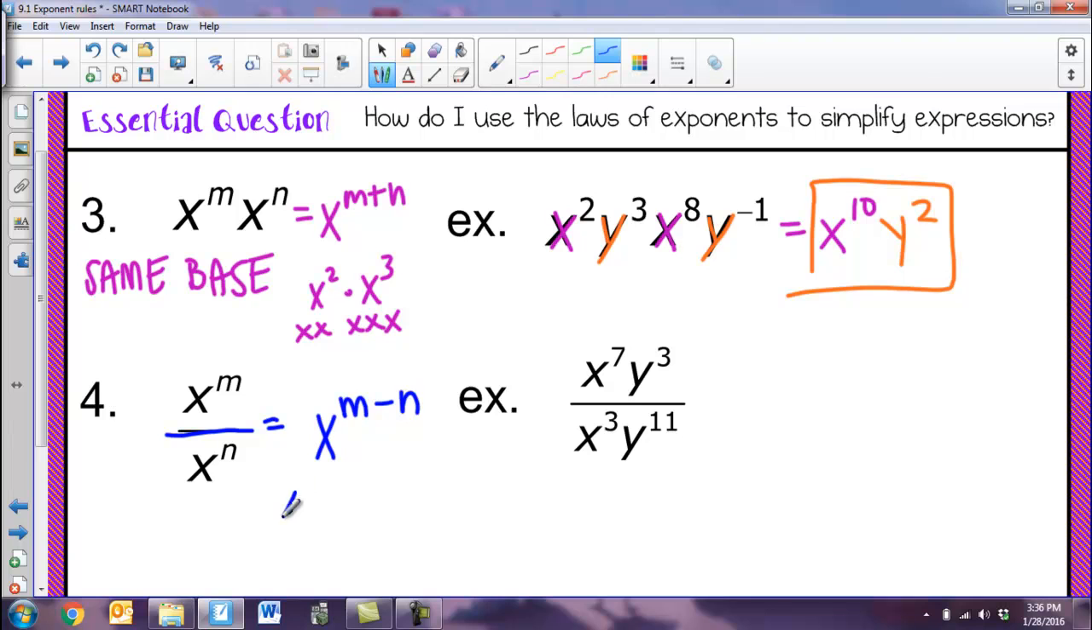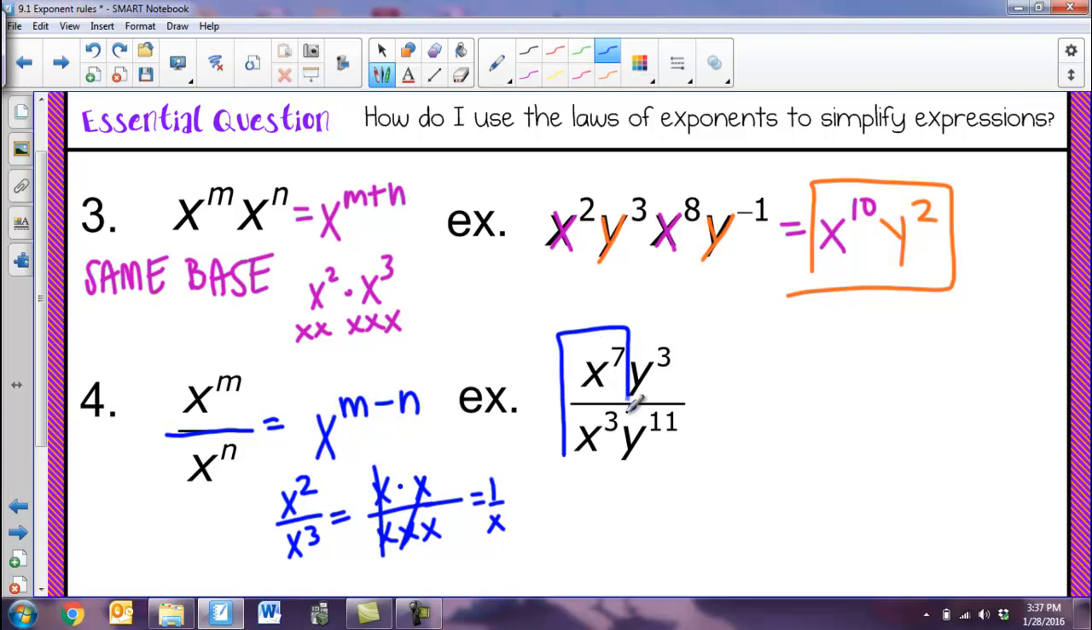If you were like, hey, I had x squared over x cubed, well, if I list this out, x times x on the top, x times x times x on the bottom, these guys all cancel, and I'm just left with 1 x on the bottom. So then I would leave this as 1 over x, or x to the negative 1, so 2 minus 3 is negative 1.